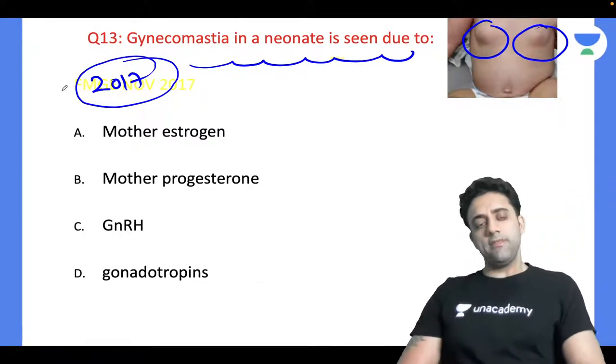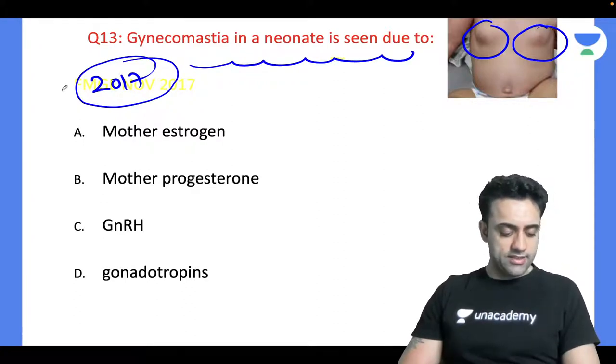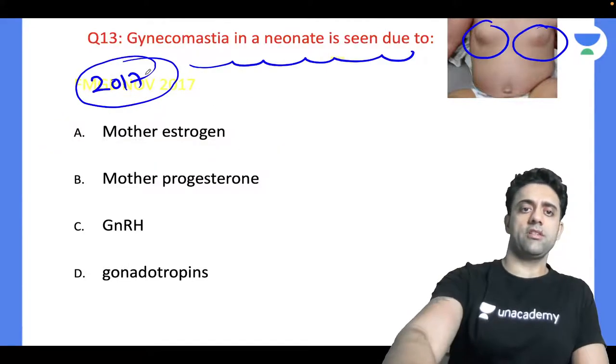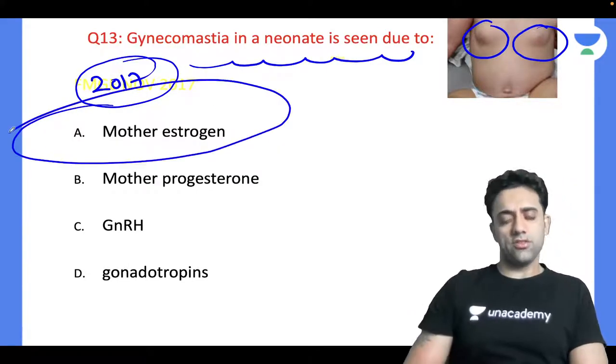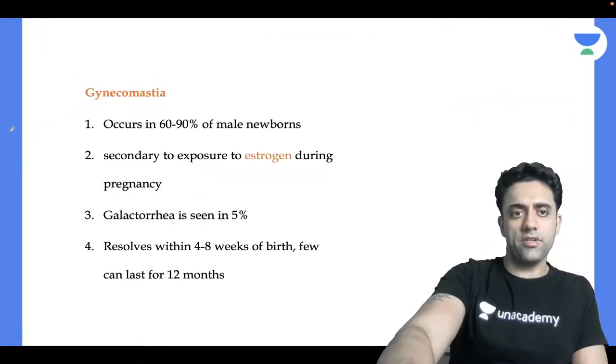The options are A, B, C, D. Julie says B. Exactly, the answer is A. It is because of the maternal estrogens, not progesterone, that gynecomastia is seen in the baby. Okay, next question.